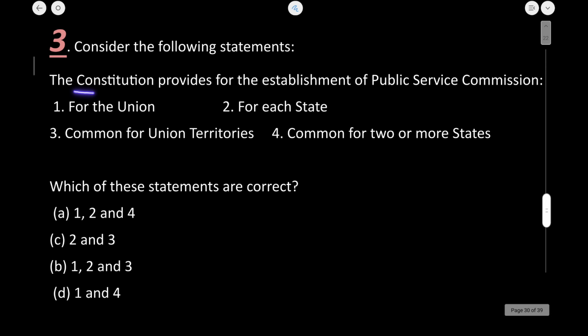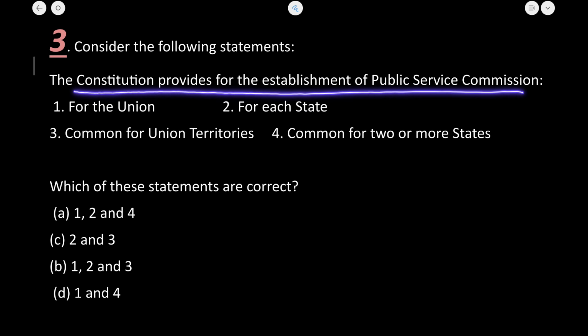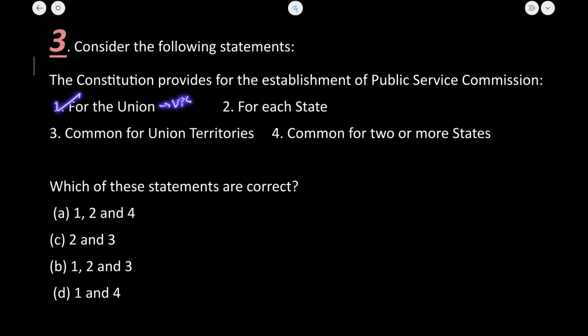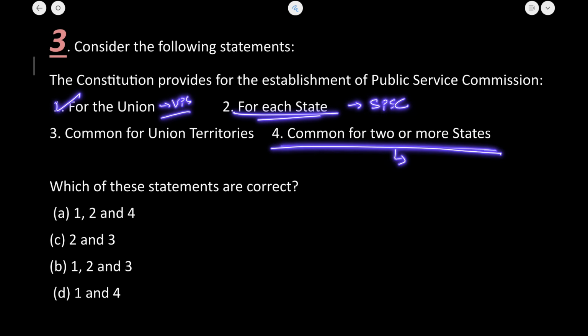the Constitution provides for the establishment of public service commissions. For the union, this is UPSC. For each state, there is State Public Service Commission, and then common for 2 or more states. But there is no provision for establishment of Public Service Commission for Union Territory.